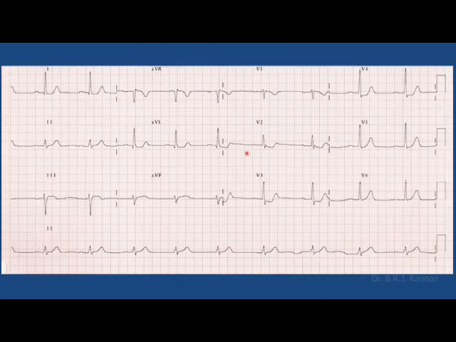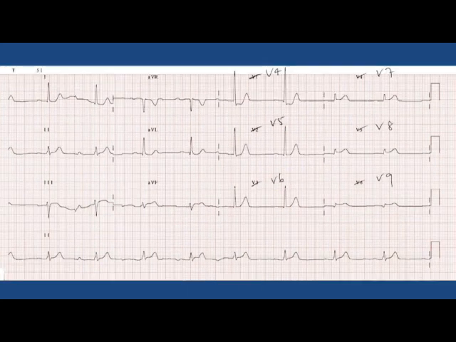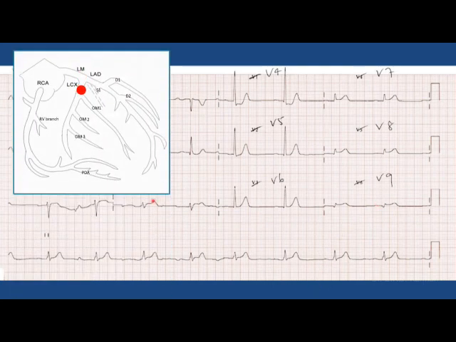This is another example. See that V1, V2, V3 are showing ST depression, and hence it's going to be a posterior wall involvement. And when you take the patient and do a repeat ECG with V7, V8 and V9, you see ST elevation. So this is how you diagnose posterior wall involvement. Again, the location of the culprit lesion is in the circumflex artery, which is non-dominant.